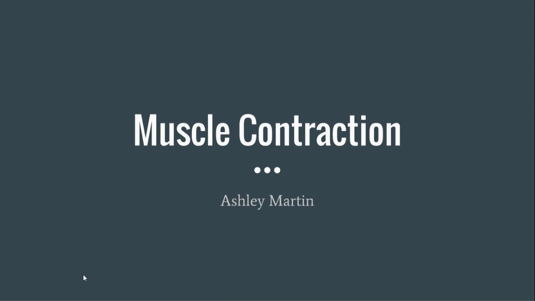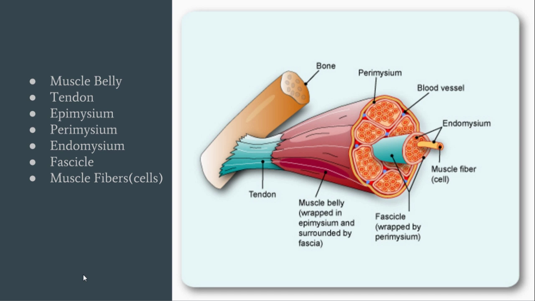Muscle contraction. The muscle belly is the area where muscle fibers live. Tendons are where muscle fibers end and connective tissue continues.